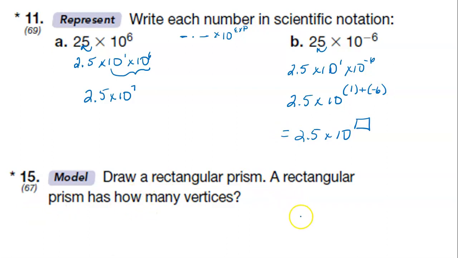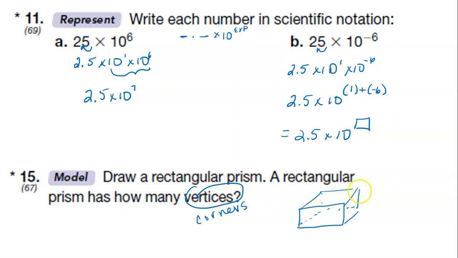Okay, draw a rectangular prism. That's as good as it's going to get. Okay. A rectangular prism has how many vertices? That's a fancy math word for corners. Let's count them. 1, 2, 3, 4, 5, 6, 7, 8. Equals 8.